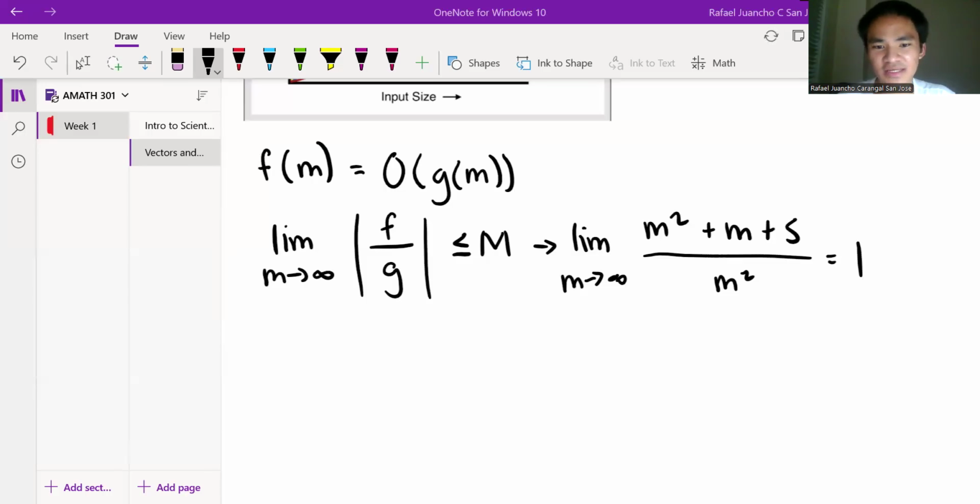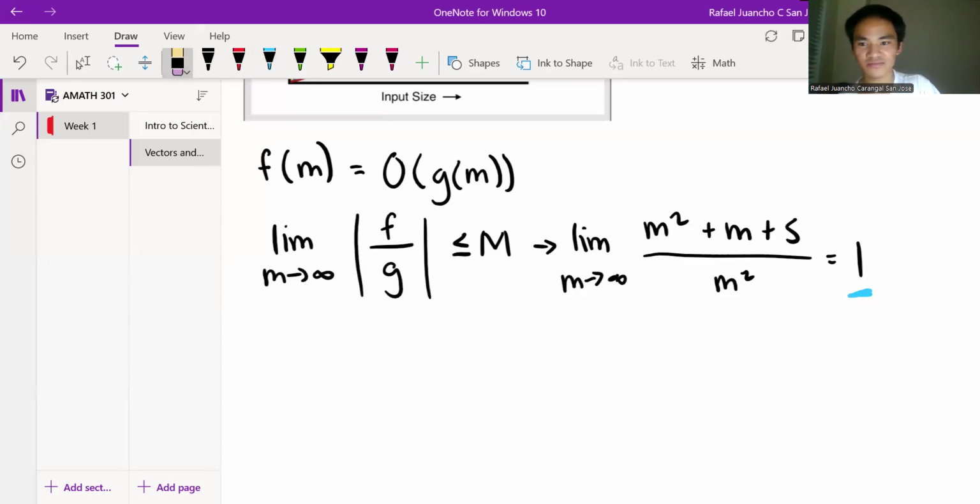So what this is saying is that if the limit is 1, f of m is constant relative to g of m, right? It's running at the same speed or almost the same speed as g of m. So we're saying the speed of f of m is O of m squared, and g of m is m squared, right? So the limit is 1. So what does that mean?